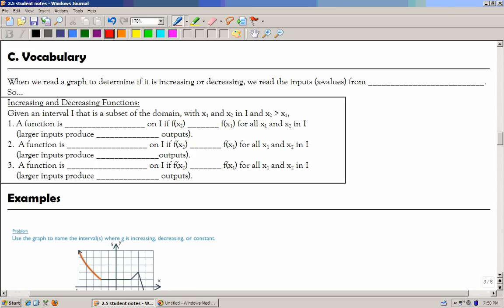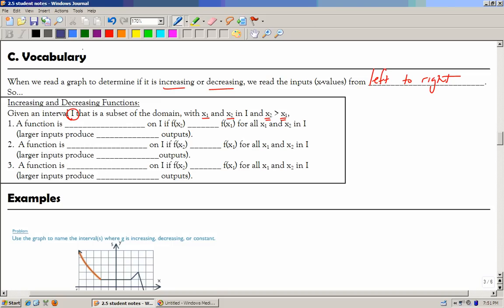All right, guys, we're going to continue along in section 2.5, section C. When we read a graph to determine if it's increasing or decreasing, we're going to read the inputs, or x values, from left to right. So, if we have increasing and decreasing functions, we have an interval I that is a subset of the domain. x sub 1 and x sub 2 are in that interval, and x sub 1 is less than x sub 2. So x sub 1 chronologically is going to sit on the left of x sub 2.